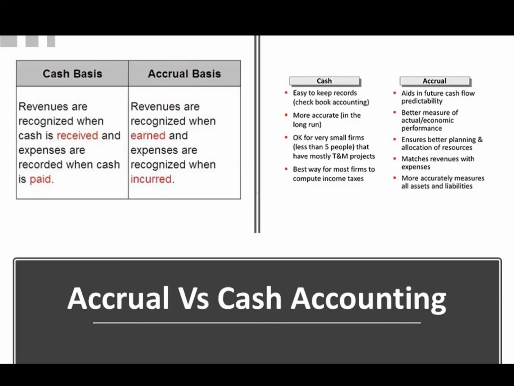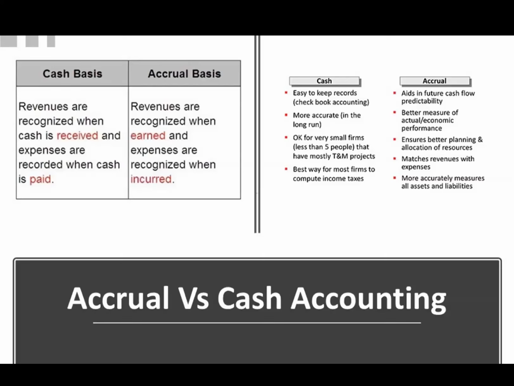But it is also the best way to compute your income taxes, at least in most cases for most types of companies. If you have a large amount of money that is due to you, if you have $1 million in accounts receivable right now, if you're on an accrual basis, you're going to have to recognize that revenue, and you're going to have to pay taxes on it, even though you don't actually have the money in the bank. So businesses that have very large cash swings sometimes benefit from cash accounting on their taxes.